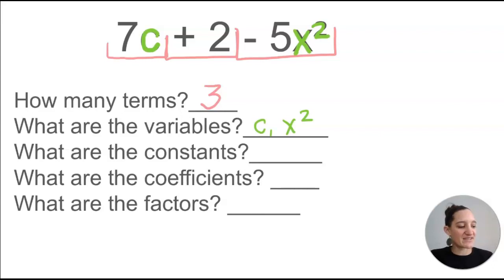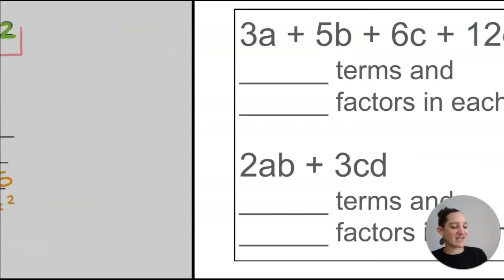What are the constants? Guess what? There is a positive 2 all by itself. And the coefficients, what's in front of the variables? A 7 and a -5. What are the factors? What's being timesed together? Well, 7 and c are being timesed together. Remember, I tell you that a variable and a coefficient are always being timesed together. And then we have a -5 and an x squared that are also being timesed together.